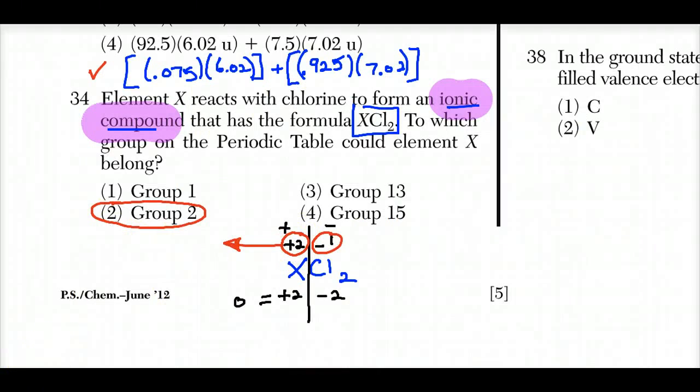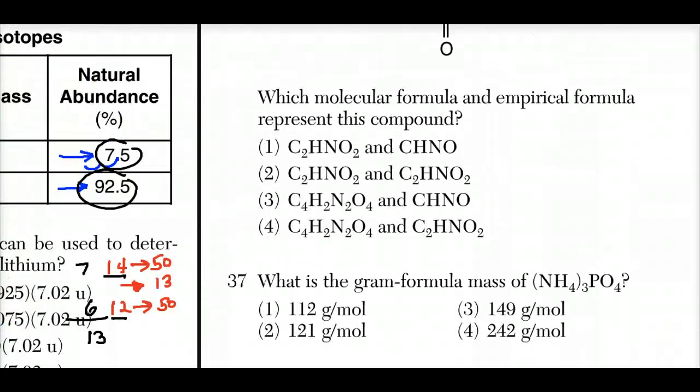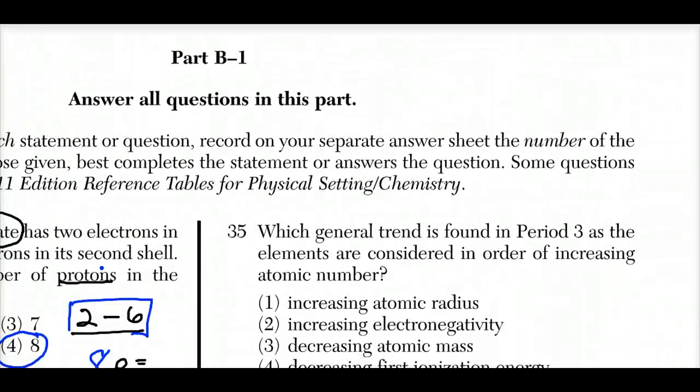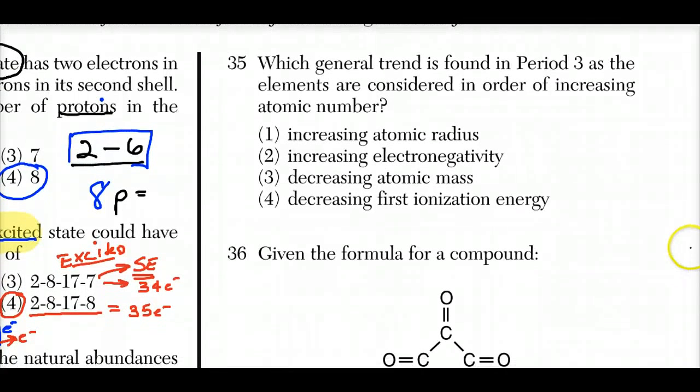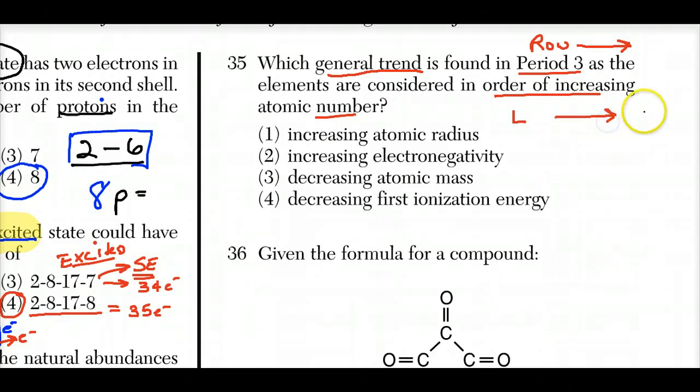Moving on to number 35. Which general trend is found in period 3 as the elements are considered in order of increasing atomic number? The reason they say general trend is because sometimes there are a few exceptions that buck the trend. But generally speaking, period 3 is row 3 in the periodic table. If you're talking about a row, we're going across, not down. Those are groups. Increasing atomic number means we're going from left to right on the periodic table.